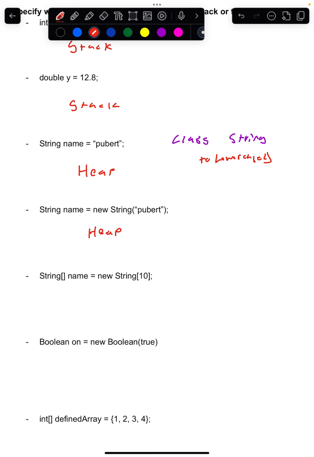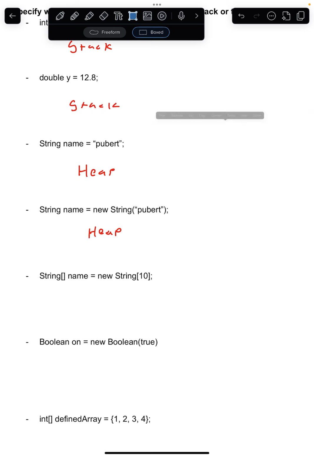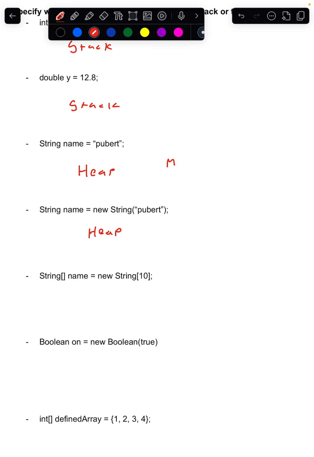So here's a way to know in your head if something is a heap or a reference type. If you can take the variable and there's a way to do like dot length or something, that means this variable is a part of the class and it's an instantiated object and it lives on the heap.